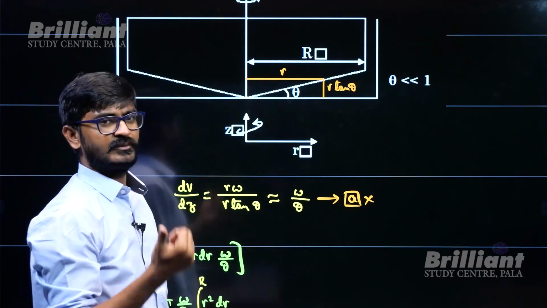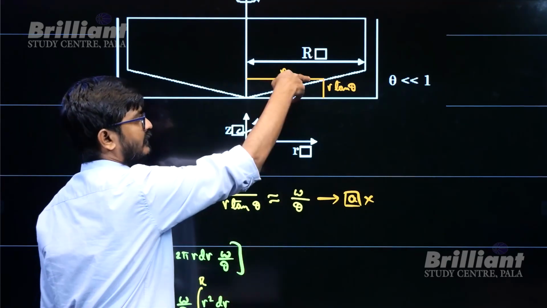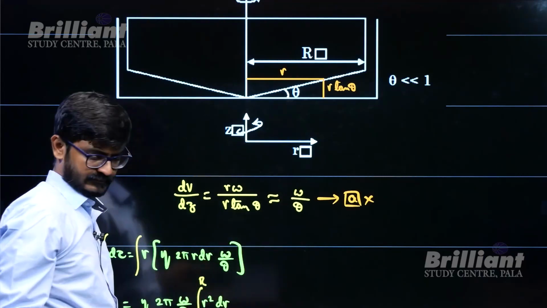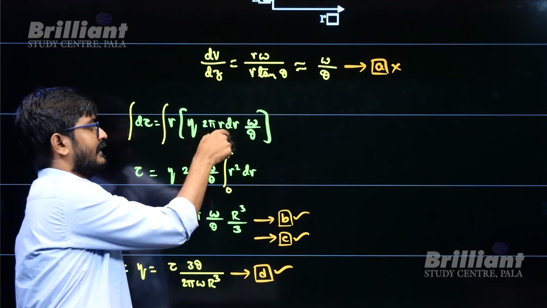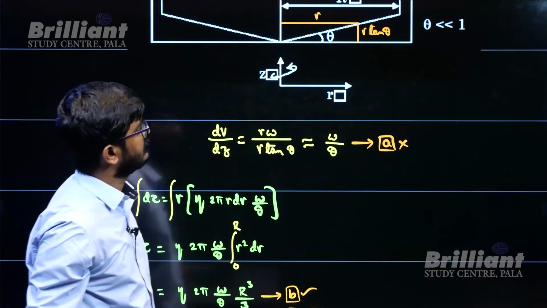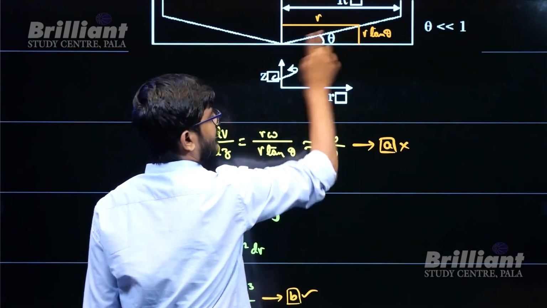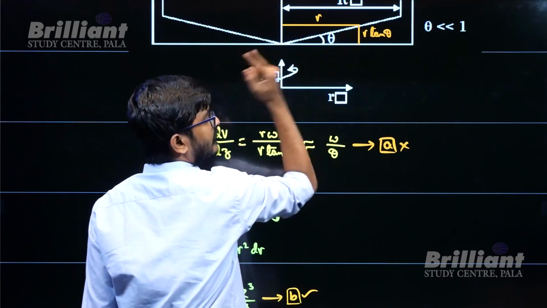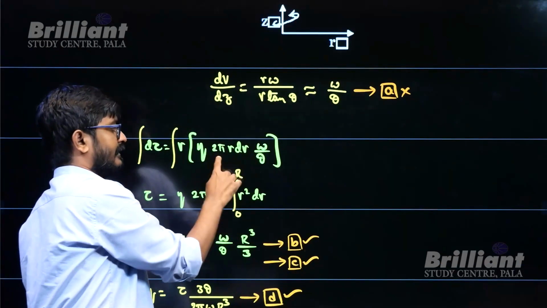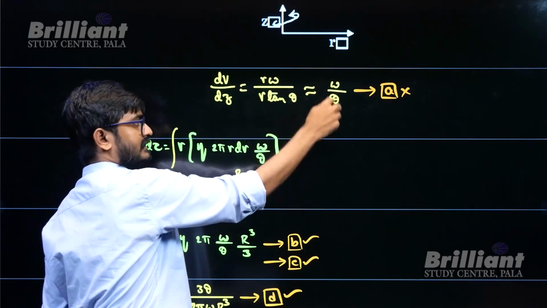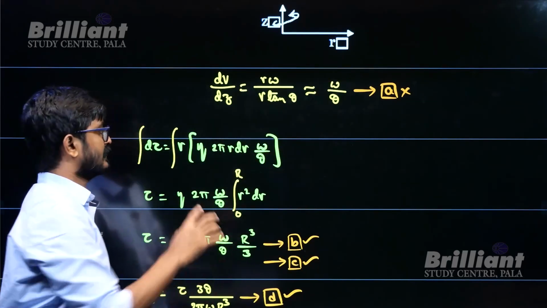So torque is going to be r into F. What is that force? Torque is r into force. Force is eta into area. Area of that circular element will be circumference times thickness. Circumference is 2 pi r and thickness is dr. Eta A into velocity gradient. Velocity gradient is omega by theta. That is the torque on the element.